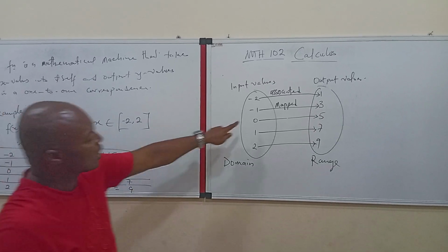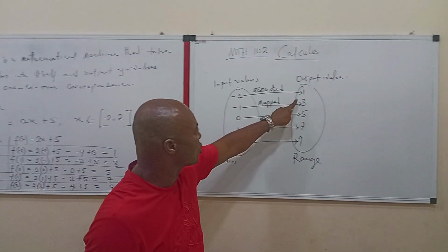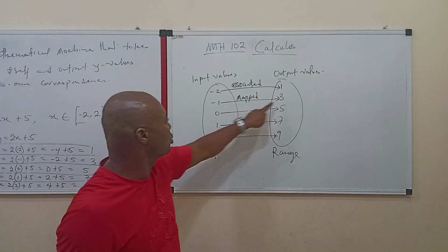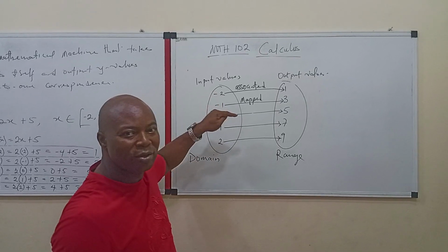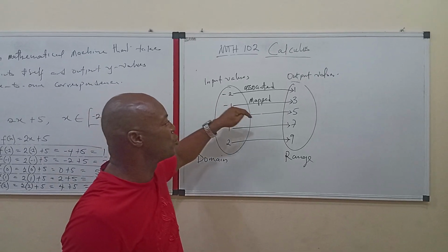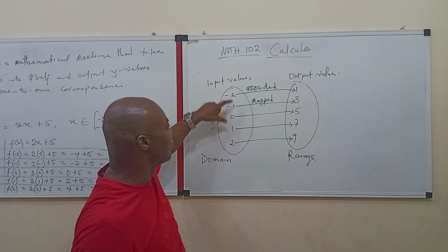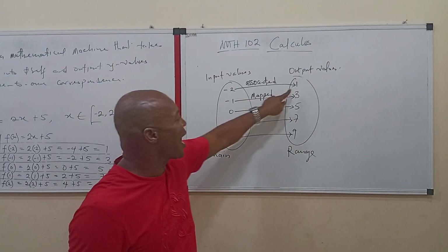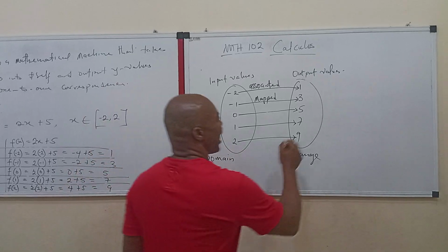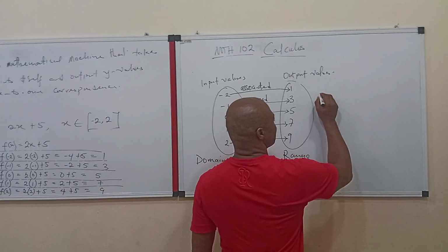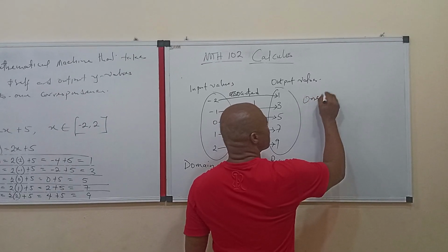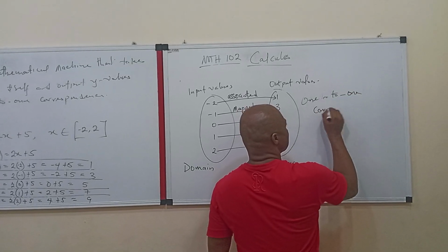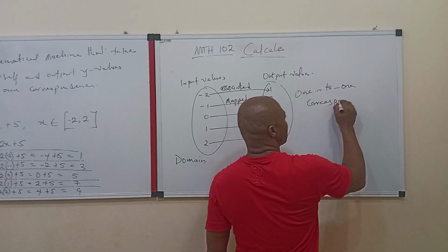And that's the function. Now, in this one that we have here, you can see that the way they are associated is in a one-to-one correspondence. This one to this one to this one. No two values in the domain are mapped to one in the range. All of them have their own unique value. So we say they are in a one-to-one correspondence.